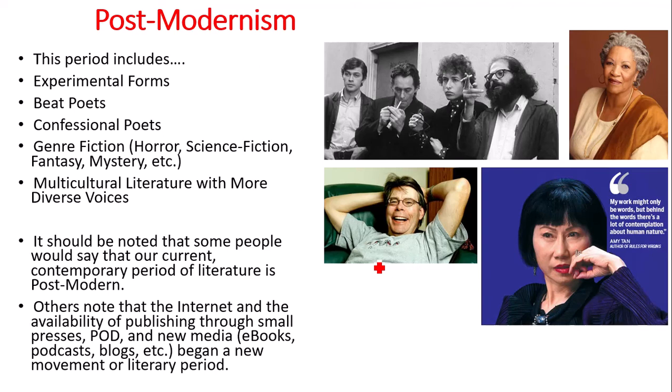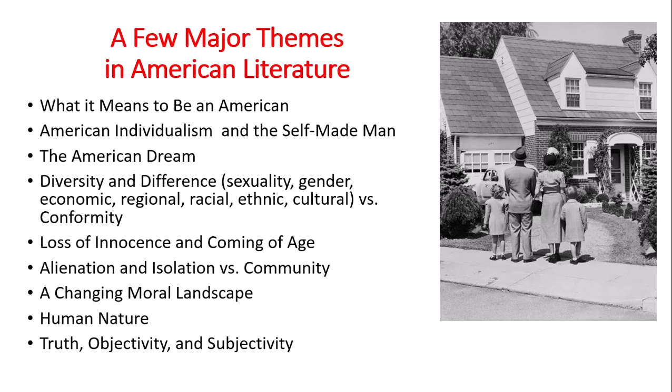So we will be looking at books from the realist period, from the modernist period, from the postmodern, and then also a book that kind of could be postmodern or could be thought of as contemporary as well. A few major themes that we're going to be talking about. This is not a complete list. Last time I gave this presentation in class, somebody asked me if these were all of them, so I added the words a few.